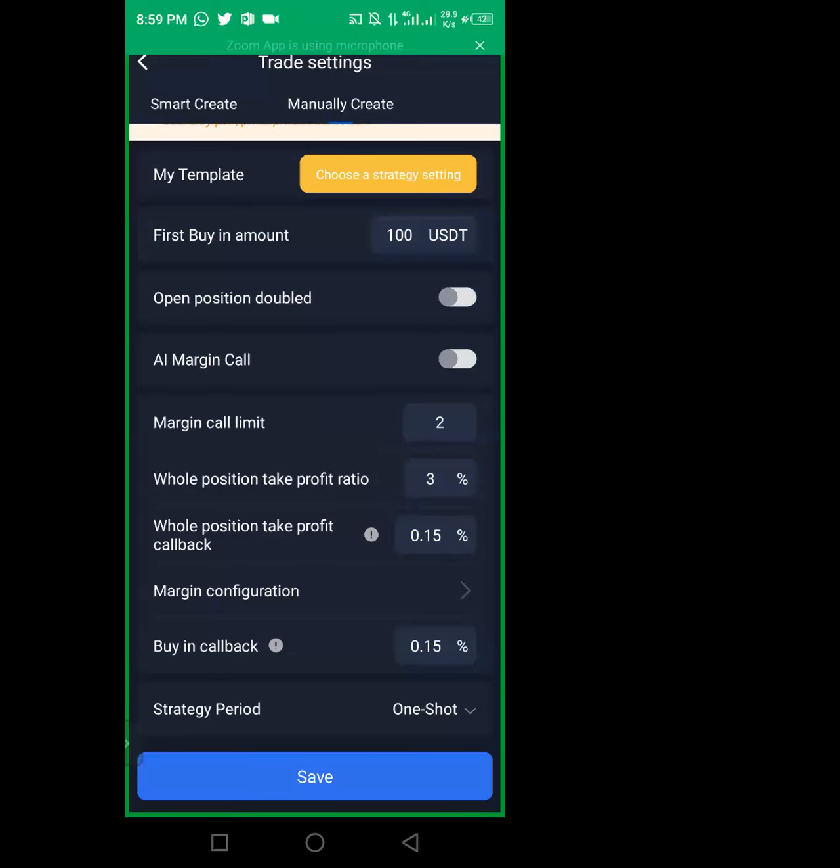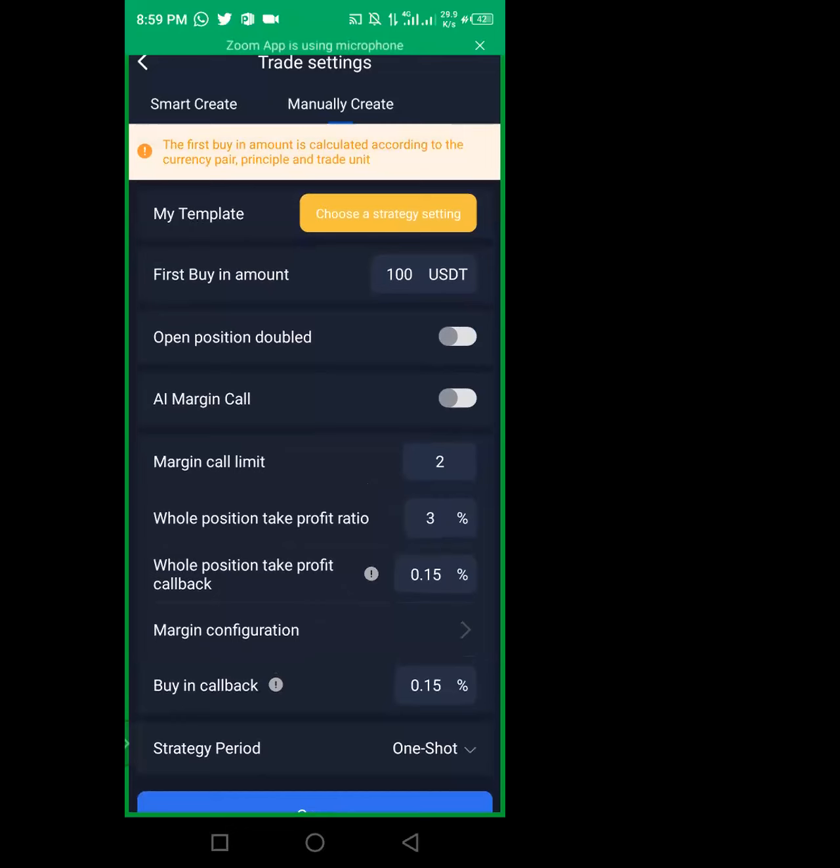Then the margin call limits. I hope we are following.